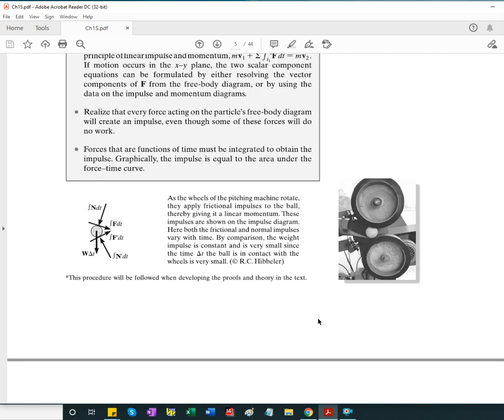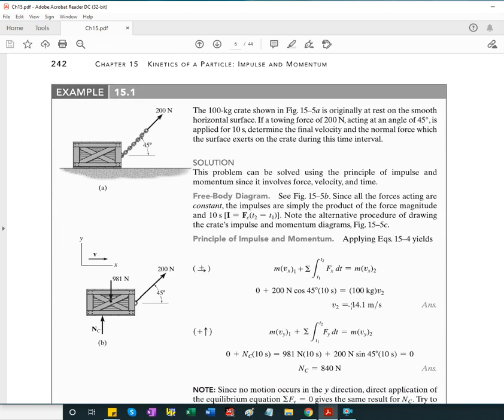Here's an example with a tennis ball pitching machine, and the particle is the ball, and you have the friction force and you have the normal force. Other sample problems follow. For example, here we have a crate of a given mass, and there is a force that's applied at an angle and acts for 10 seconds, and it starts from rest. We want to find the velocity after 10 seconds.